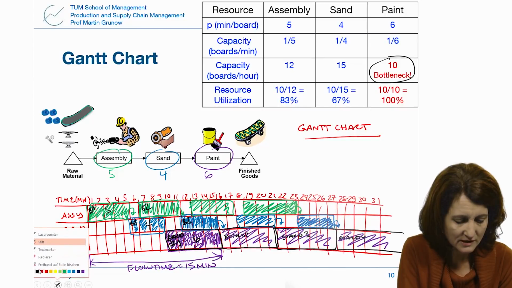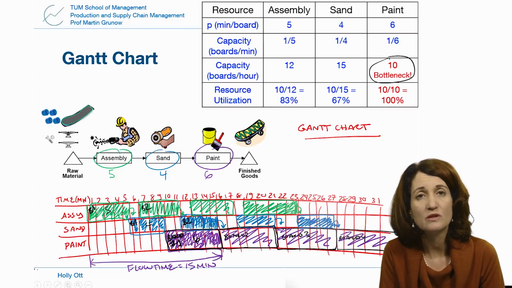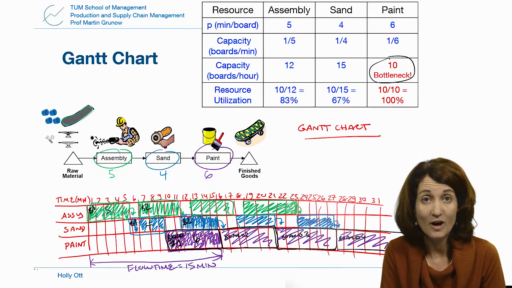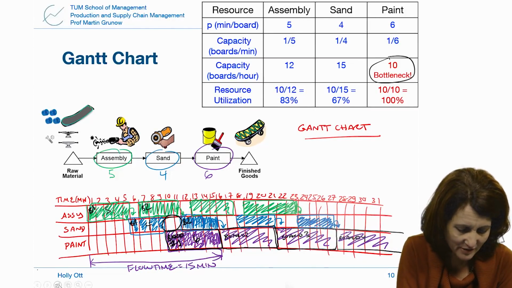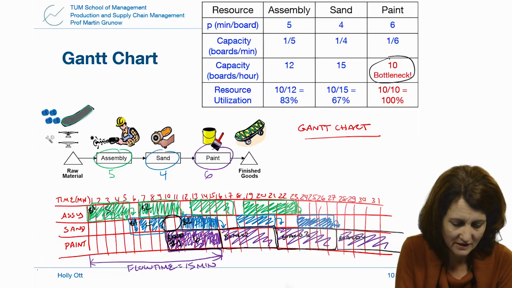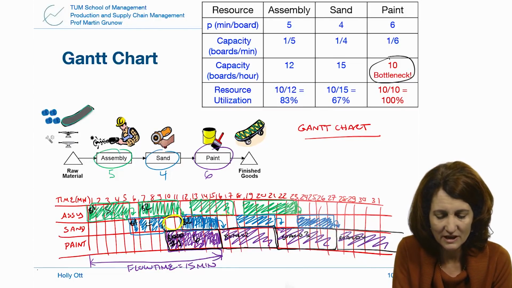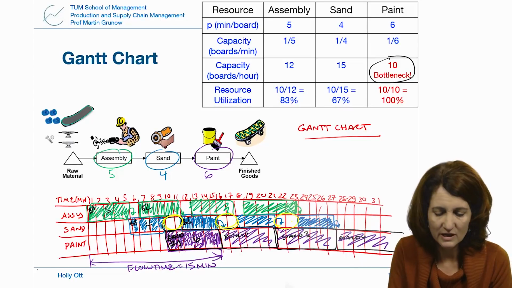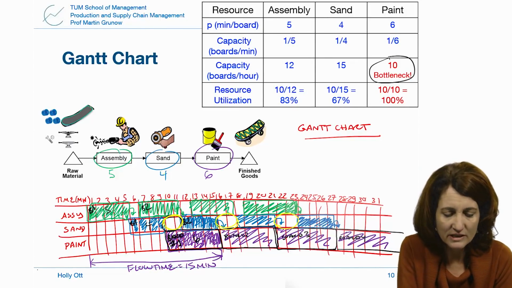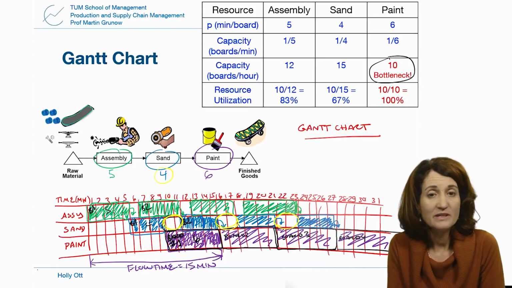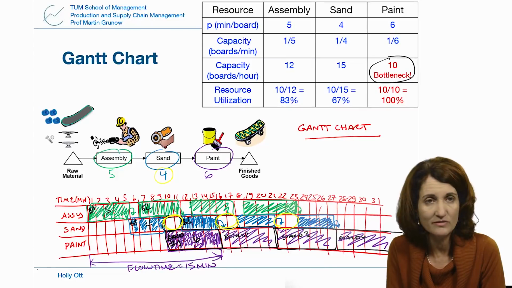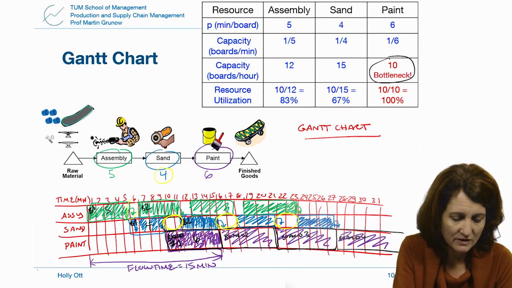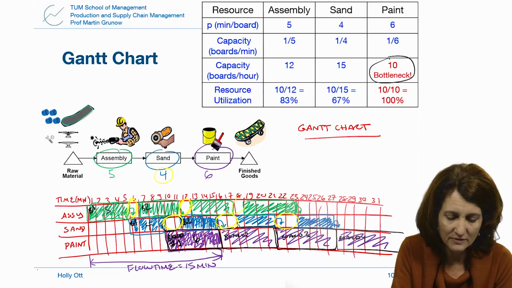But it also shows you clearly something else, right? It shows you that the other resources are not working all the time. So, what does it show you here? There's some idle time here. Let me try the idle time maybe in another color. How about yellow? There's some idle time here. There's 2 minutes of idle time for every board when it comes to sanding. That makes sense, right? Sanding only takes 4 minutes. So every 6 minutes a board comes out. So the sander is working for 4 minutes and sitting around for 2 minutes. The same for assembly. You have 1 minute of idle time here at assembly.